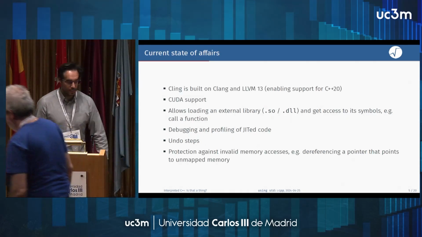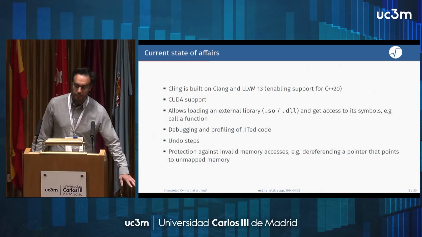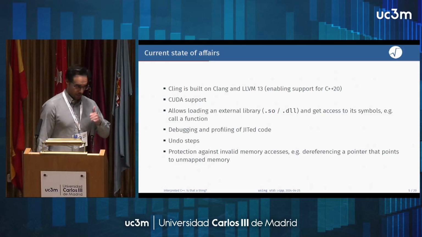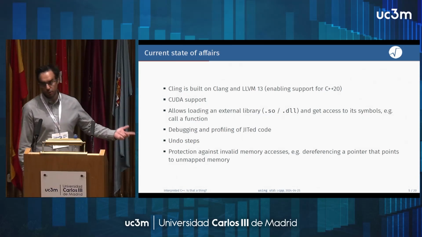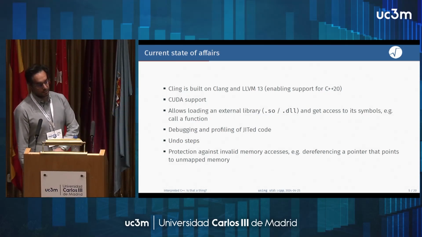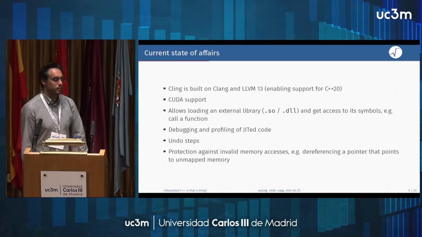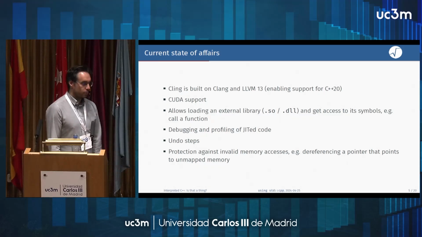So what is the current state of affairs? Basically, Cling is currently built on top of Clang and LLVM 13, which enables us to support C++20. We have CUDA support. We allow loading an external library, be it a shared object on Unix or DLL on Windows, and you can access its symbols and call a function, etc. We also support debugging and profiling the code that has been JIT'ed.